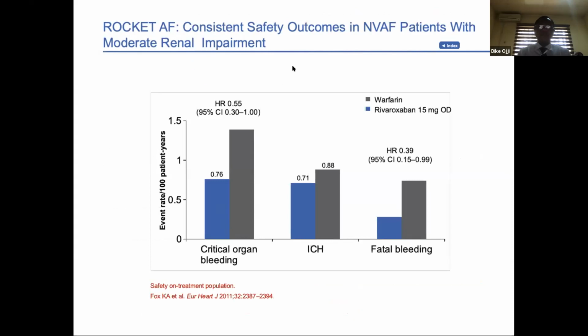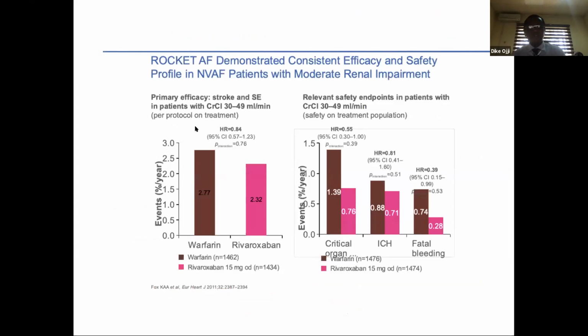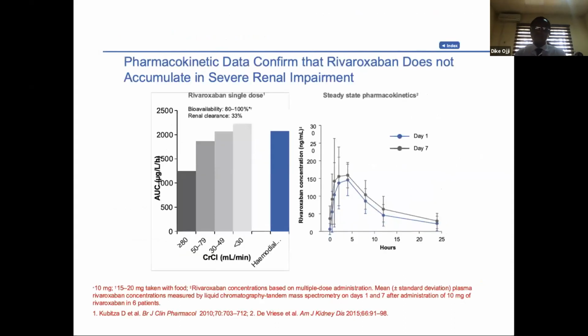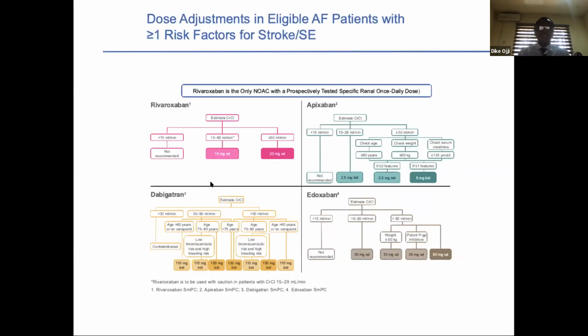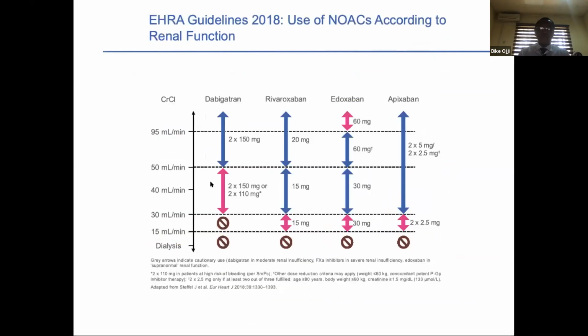And then we've mentioned this before in terms of bleeding. ROCKET AF also shows that. So, consistent efficacy and safety. Renal impairment is something we must not forget. And renal clearance for rivaroxaban is very, very good. You can see also for the NOACs in terms of renal function, rivaroxaban maintaining a very good renal function. So I will just run through because of the time.